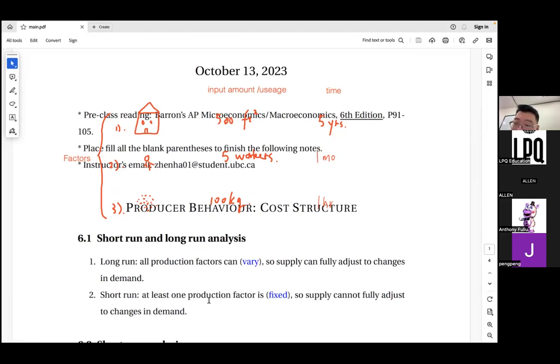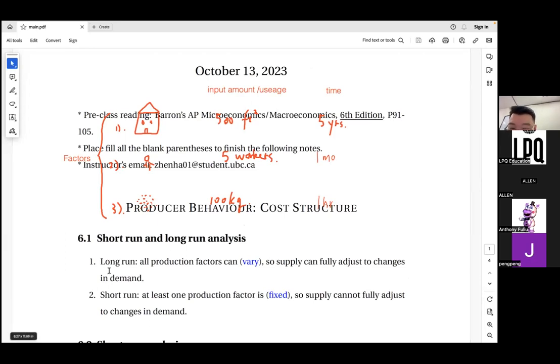In short run analysis, remember this: at least one production factor is fixed. The resource that is the most difficult to change the usage of, to increase the amount of, is fixed in the short run period. All other factors can be called variable resources, variable factors. The input amount of the fixed one cannot change, so that factor is called a fixed factor.